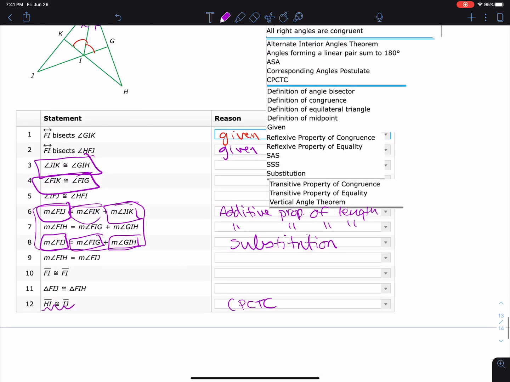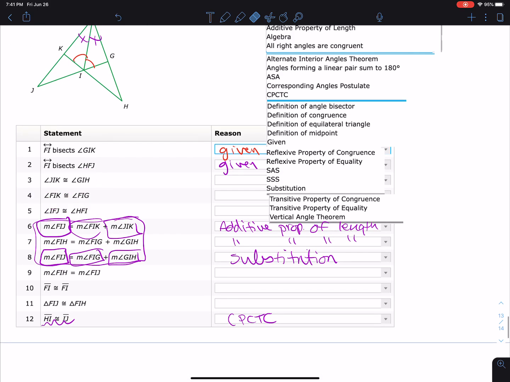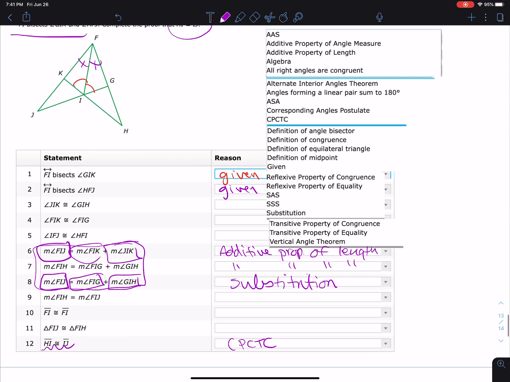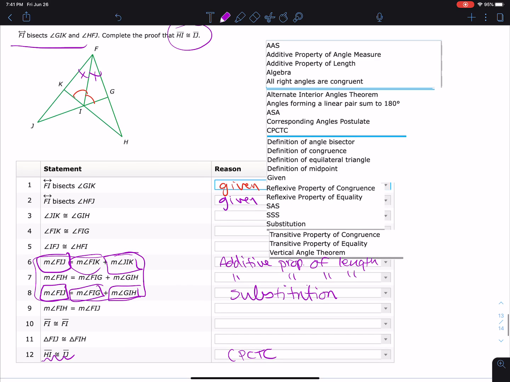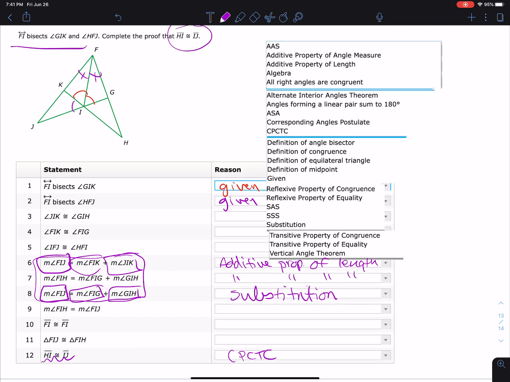Okay, now back up here up top. I like to fill in what I know for sure. So then, okay, so how do we know JIK is congruent to GIH? So how would I know that these guys are congruent? Oh my gosh, they're my favorites. They're vertical angles. Vertical angle theorem, which is right here.